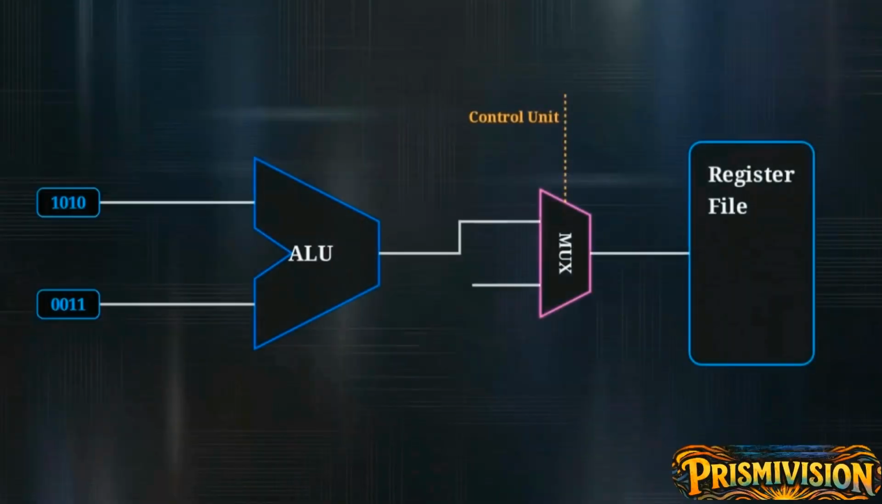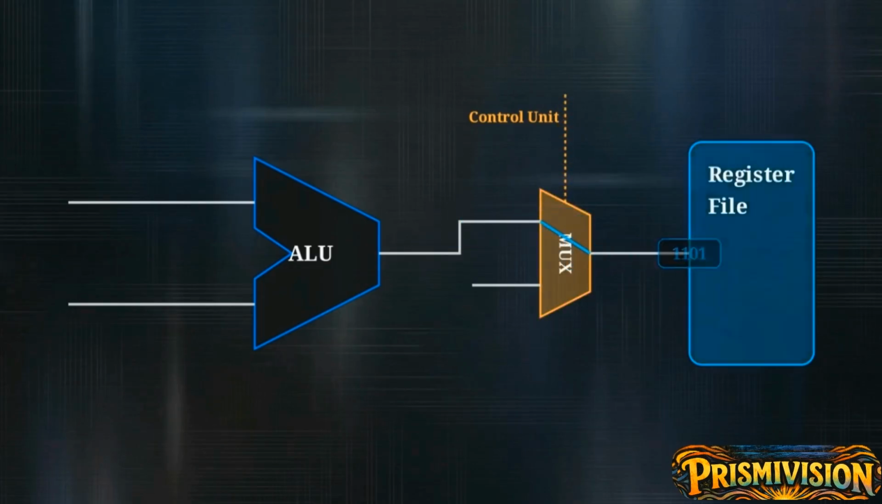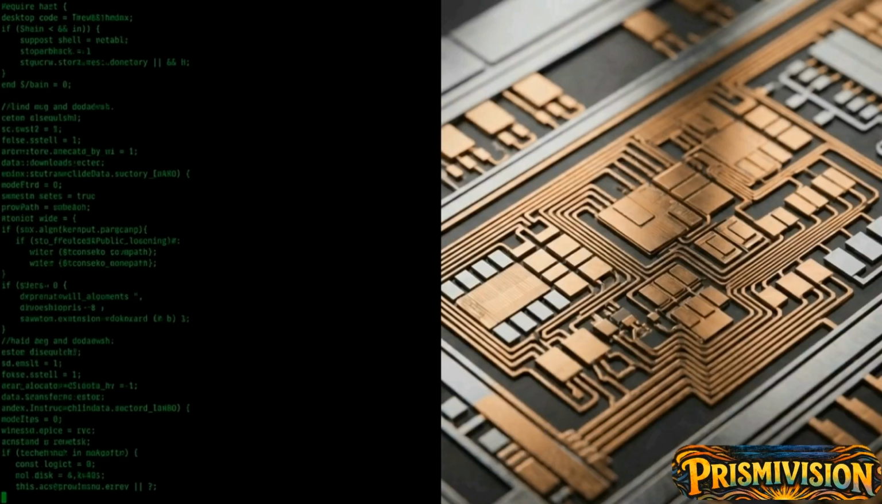With the pathways set and the command received, the ALU executes the mathematics perfectly, outputting the newly calculated physical data. That resulting data travels through one final multiplexer to be written securely back into the register file. The single instruction cycle is complete. The static code has manipulated physical reality.